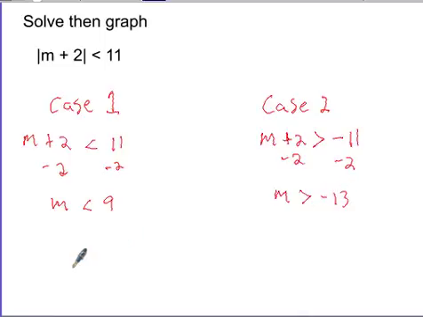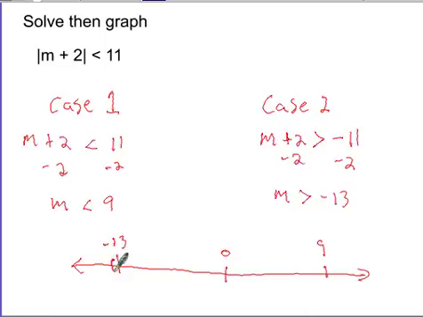And so if we were to graph that and write our solution set, we have the small number to the left, that's -13. We have our big number on the right, that's 9. 0 would be somewhere about right there, right? And so we'd have an open circle at -13, an open circle at 9, shade everything in the center, and then we could write our solution set, the set of all m such that m, whoops, I don't want to start with m.